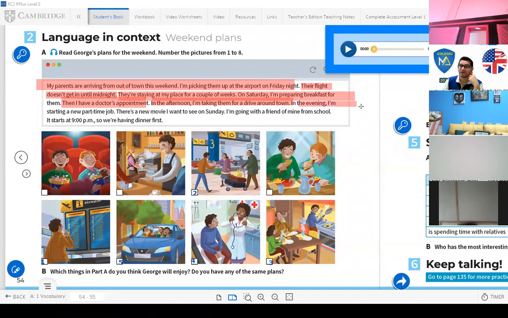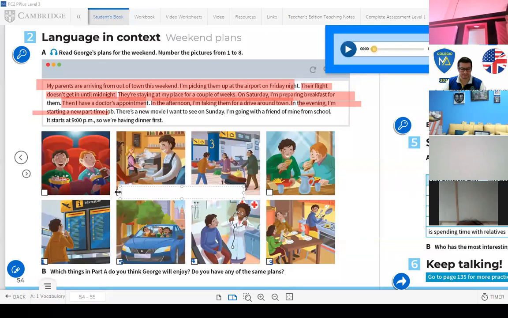In the evening, I'm starting a new part-time job. Where should be the new part-time job? Probably this, right? The part-time job. And this should be number six. Yeah, so let's write here number six.